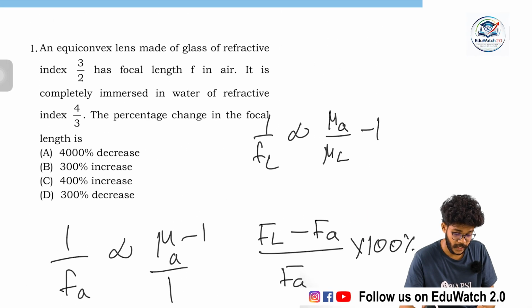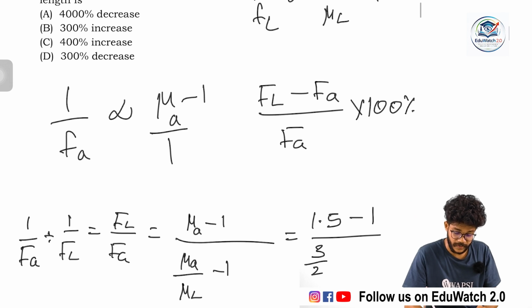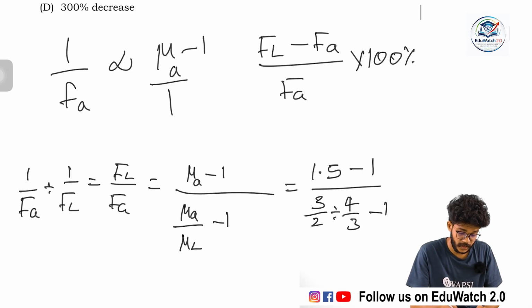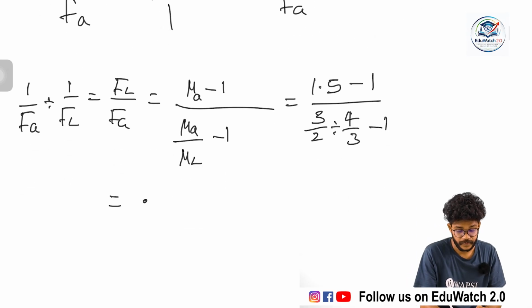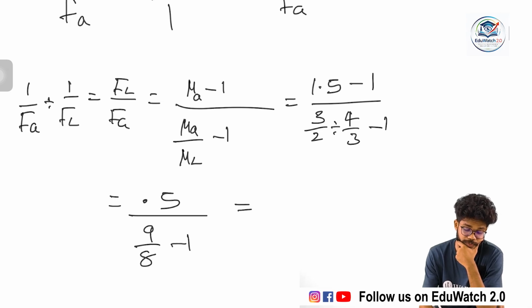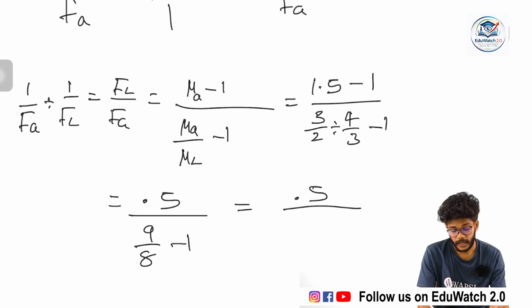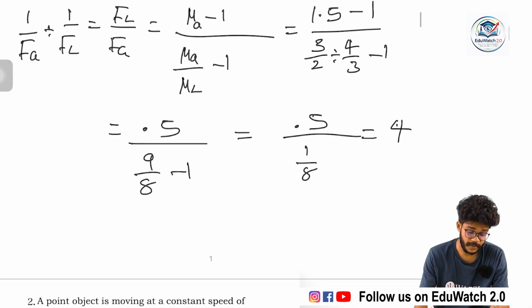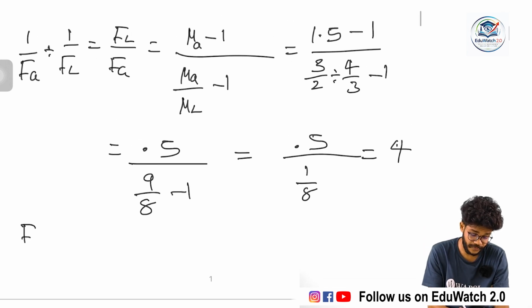mu_a is 3 by 2 divided by 4 by 3, minus 1, which is equal to 0.5 divided by, 3 by 2 divided by 4 by 3 is 9 by 8, minus 1, which is equal to 0.5 divided by 1 by 8, which is equal to 1 by 2 divided by 1 by 8, that is 8 by 2, which is equal to 4. Okay, that means f_L by f_a is equal to 4.